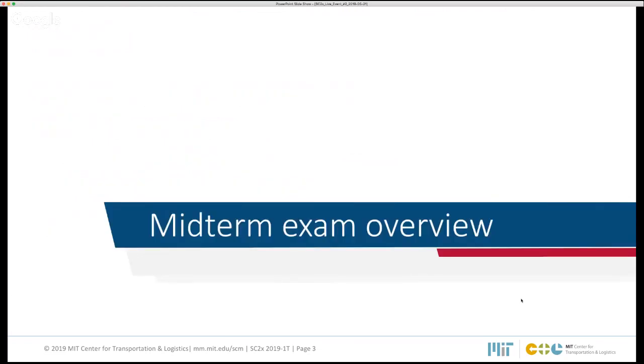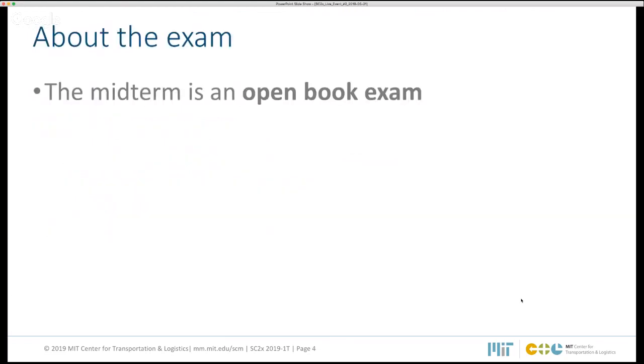So let's get started, giving a brief overview about the exam. As you know, the midterm exam is an open book exam. This means that you can access during the exam the video lectures, the KCD, the key concept document, or any notes that you may have. This also means that you can use any templates, Excel templates, or SAS templates that you may have in order to solve the optimization problem. Okay, it's an open book exam.